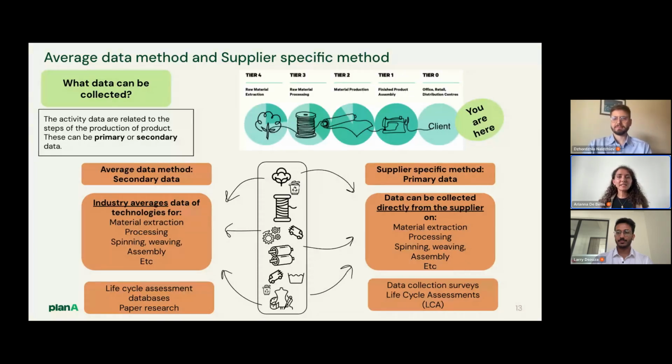And the difference is that the average-based one uses emission factors based on industry averages and activity data. We define those by using lifecycle assessment databases, lifecycle assessment software, and secondary research, in order to allow those who do not have primary data to understand their emissions nonetheless. On the other end, the supplier-specific method entails data collection happening directly from your supplier.